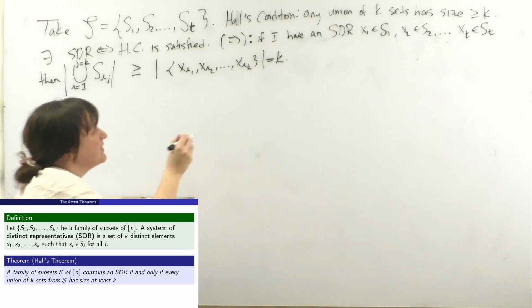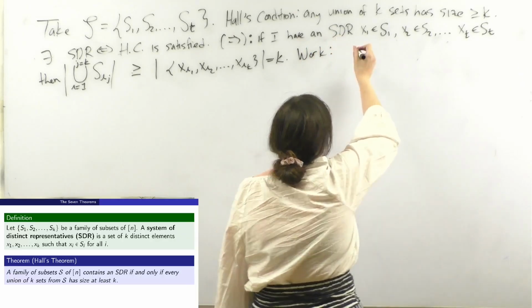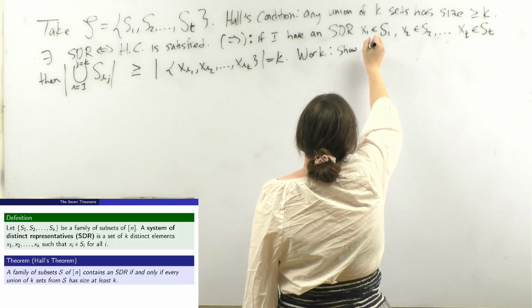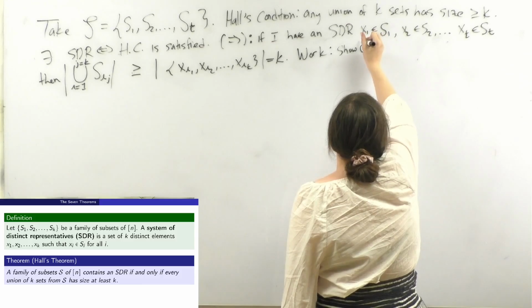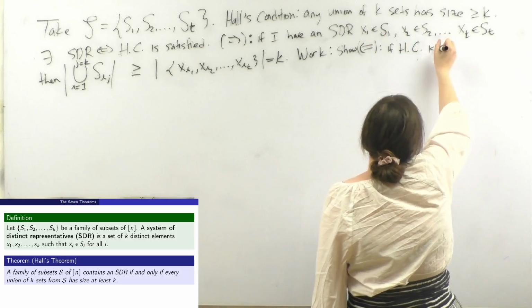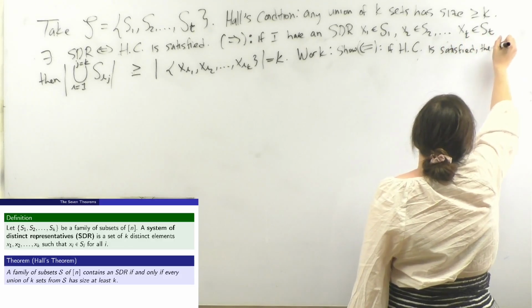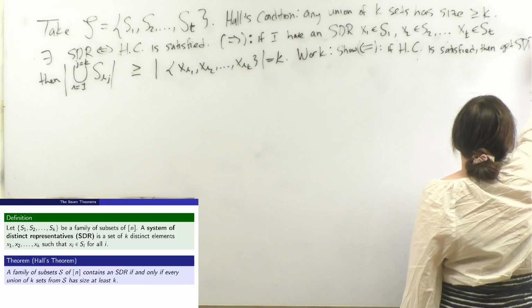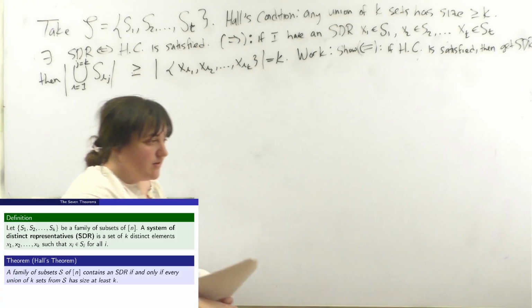Okay, so the work of this proof is going to be showing the other direction: if Hall's condition is satisfied, then we get an SDR. Okay.